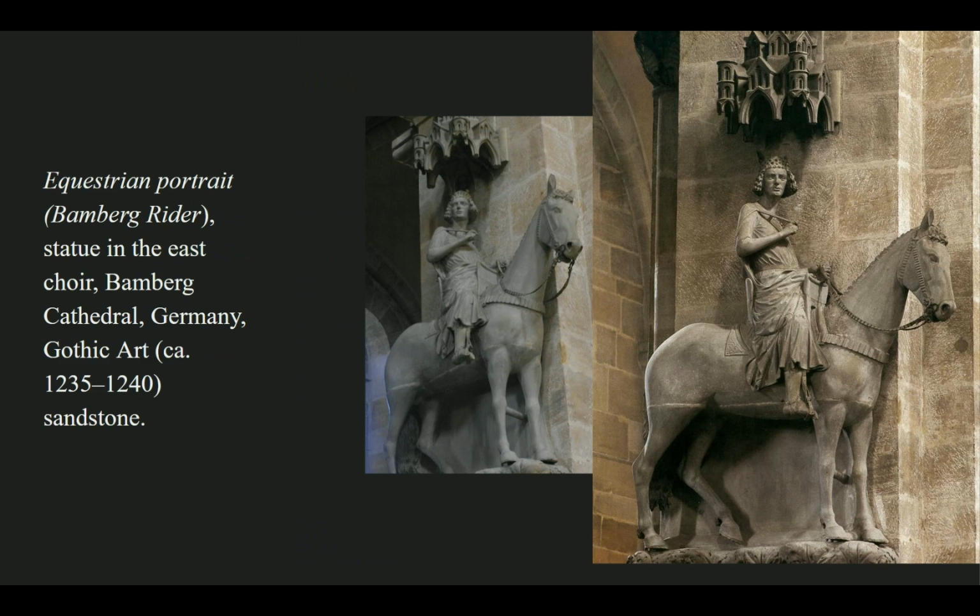Here's an equestrian portrait within the Bamberg Cathedral in Germany. So we've moved up into the north, and there are some different ideas about this sculpture. Consider how realistic it looks and how it looks like an individual. This looks like a real person, not just a generic face. However, we're not sure who it actually is. The horseman is unidentified, essentially.